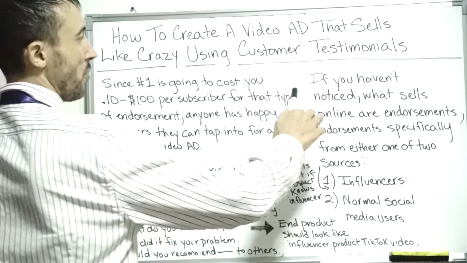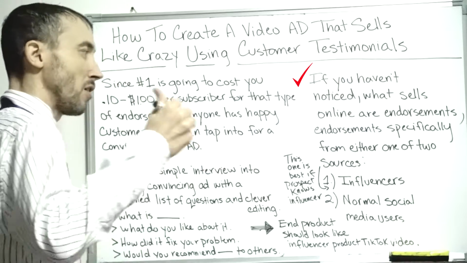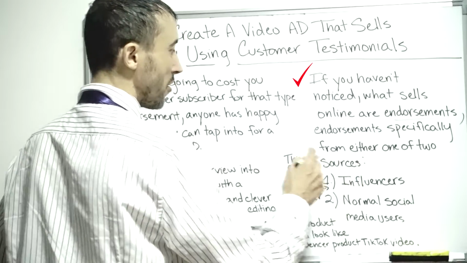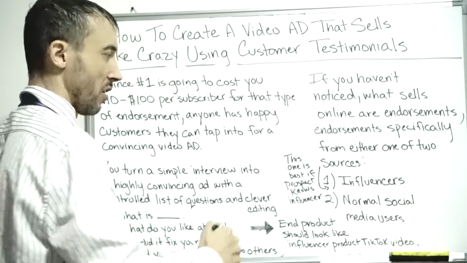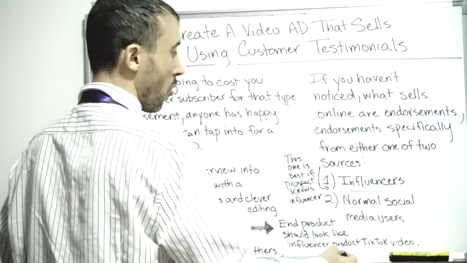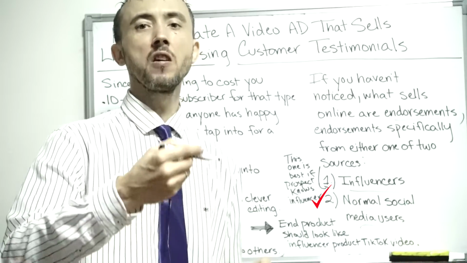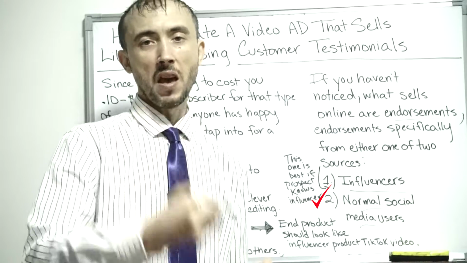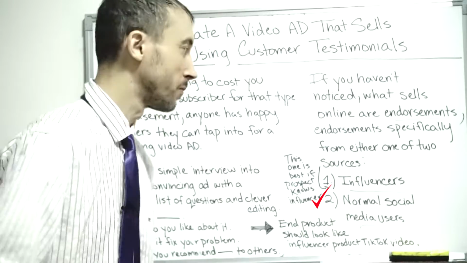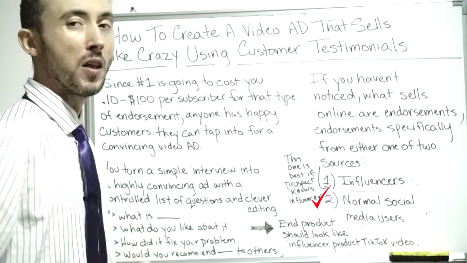Let's get started. So if you haven't noticed, as I was just mentioning a minute ago, what sells online specifically are endorsements, and more specifically than that, endorsements from either one of two sources here. Either from influencers that people know of or about, or normal social media users. Because people get on social media not to hear your pitch, but to hear from other people that are using social media, like everyday users.